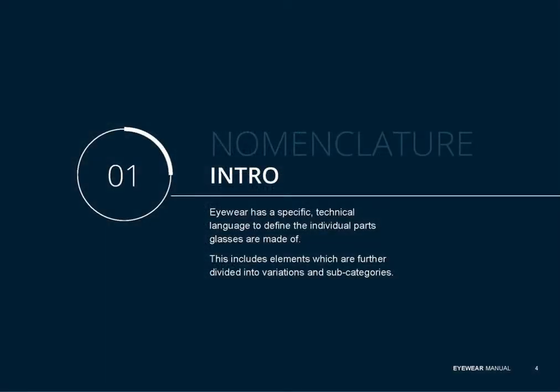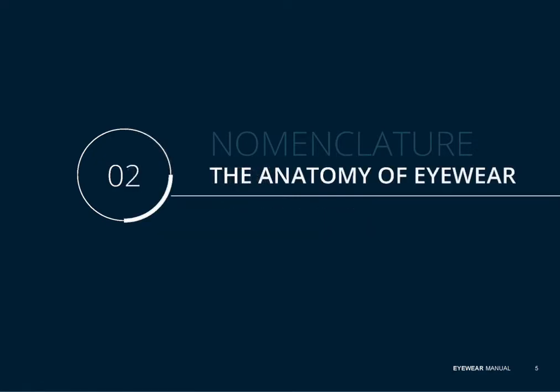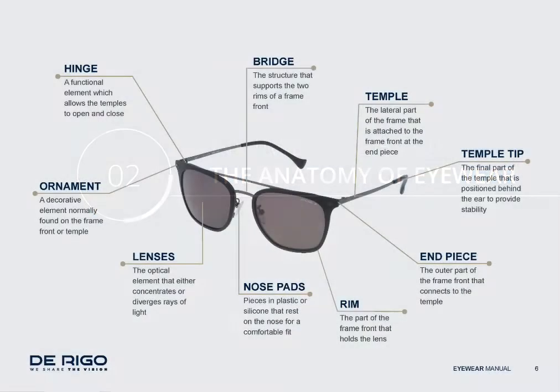Eyewear has a specific, technical language used to define the individual parts that glasses are made of. This includes elements which are further divided into variations and subcategories. The anatomy of eyewear. The hinge is a functional element which allows the temples to open and close. The bridge is the structure that supports the two rims of a frame front. The temple is the lateral part of the frame that is attached to the frame front at the end piece.